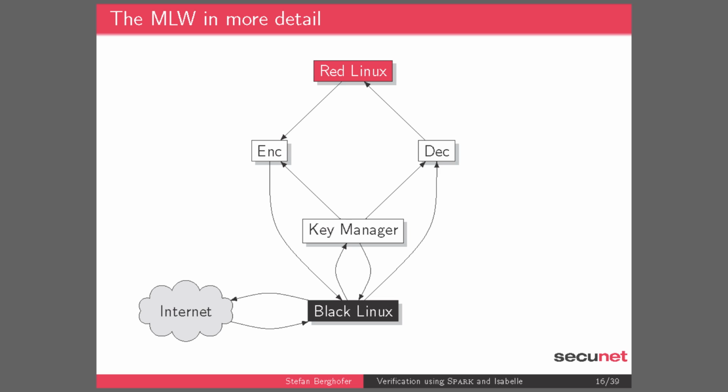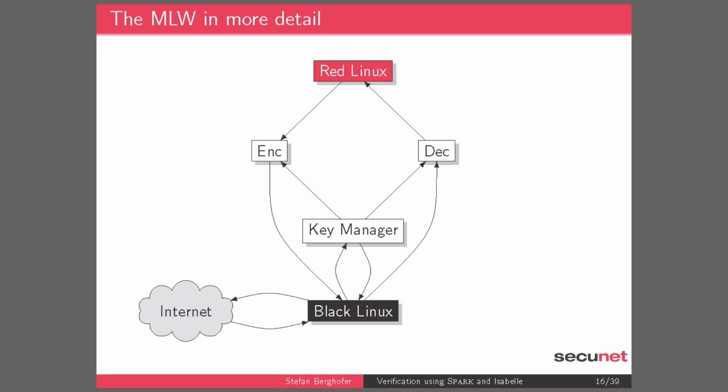Okay, so let's have a look at some applications. To motivate the application, let's have a more detailed look at the multi-level workstation. Here you can see a number of components. One component is called the red Linux. That's where the classified information is processed. And then there's another Linux called the black Linux, which is connected to the internet.